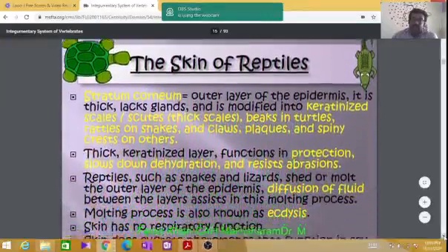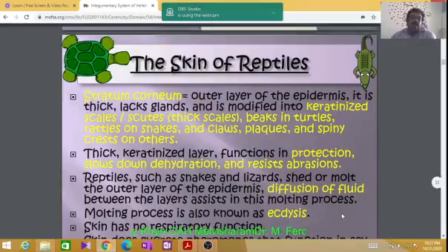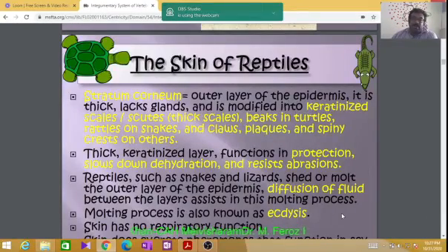Then comes the skin of reptiles. In reptiles, the outermost skin is very hard. It is called stratum corneum. It is highly keratinized with scutes, as in turtles, rattlesnakes, claws, plaques, spiny crests and others. The thick skin helps in protection, slows down dehydration, and resists abrasions.